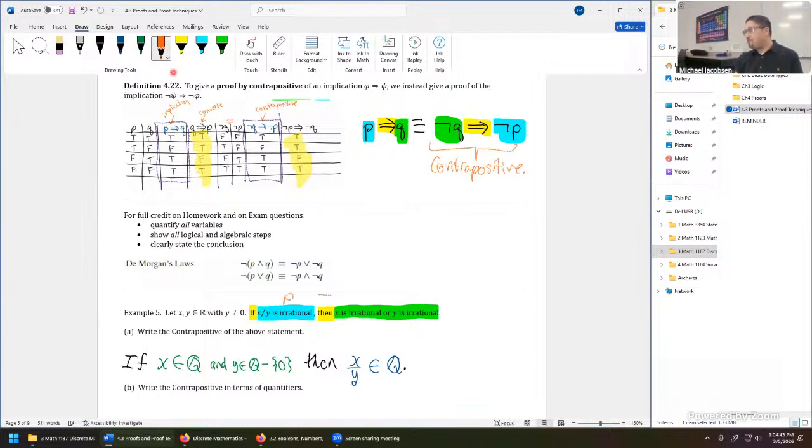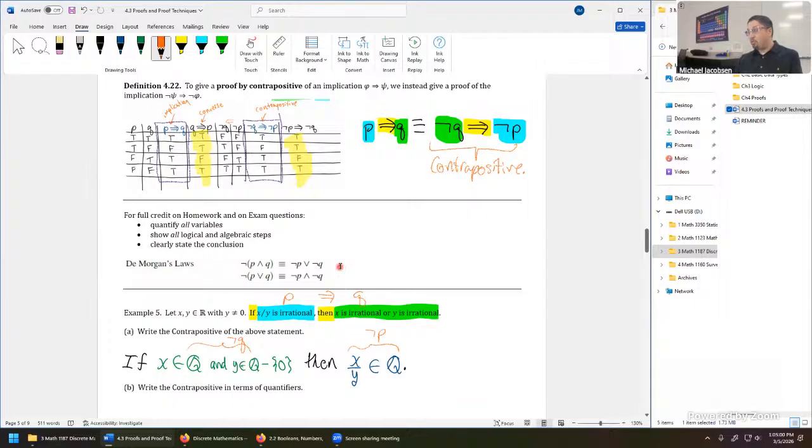So lowercase p implies lowercase q. Now we're changing it to the contrapositive. So this entire statement here is not Q, and this entire statement is not P.